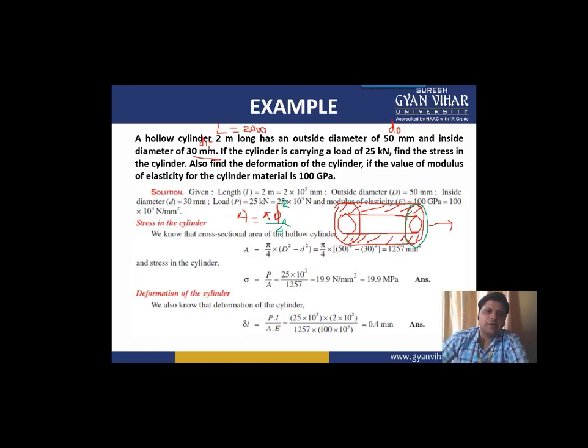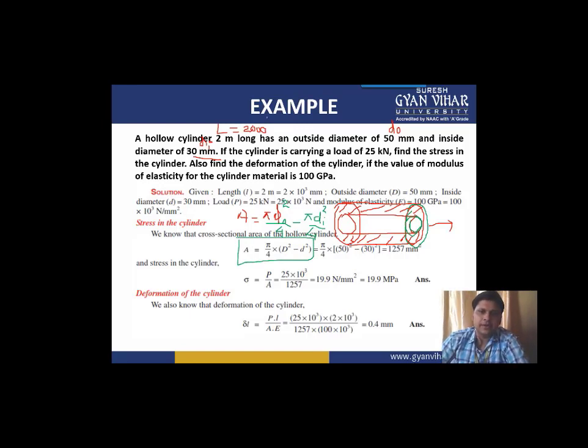And if we have to calculate the inner area, meaning the area of this smaller circle, it will be pi d i square by 4. So when you subtract, you will get the hollow portion's cross sectional area. Here they have denoted capital D as the outside diameter, and small d as the inner diameter.